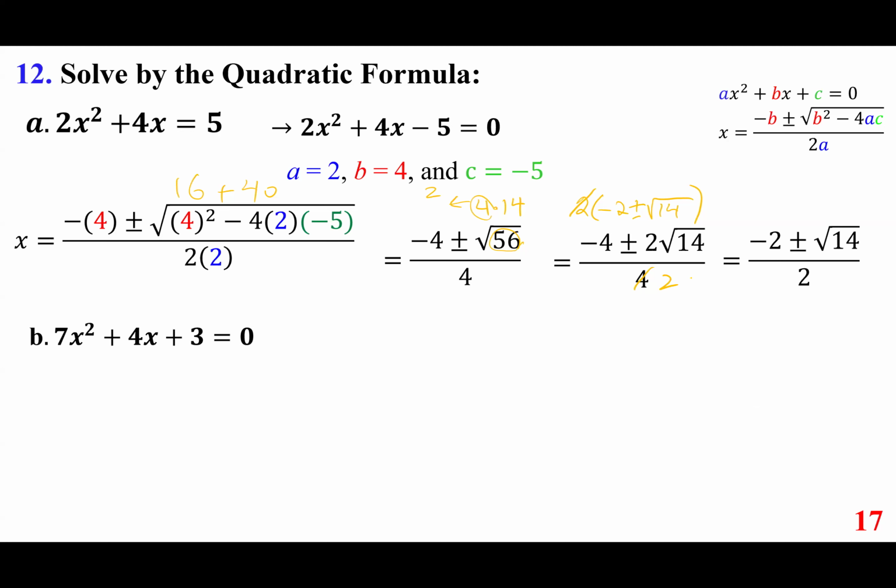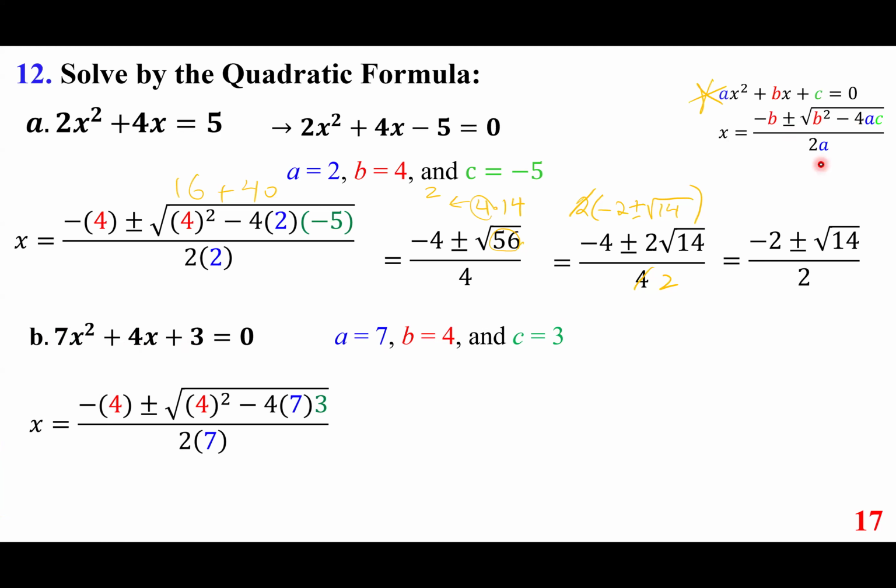It is in standard form. A is 7, B is 4, C is 3. Put it into this equation: minus 4 plus minus the square root of 4 squared minus 4 times the A, which is 7, times C, which is 3, over 2 times A, which is 7. And we're going to simplify.